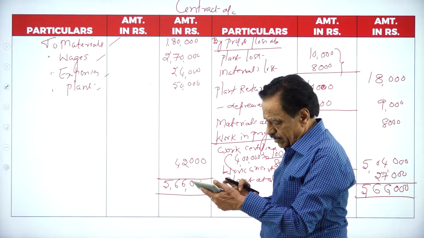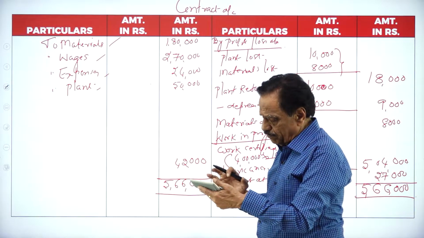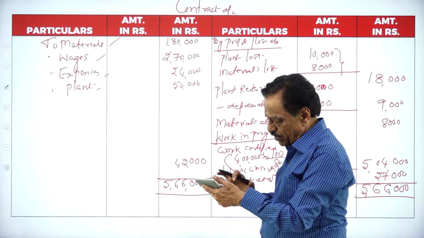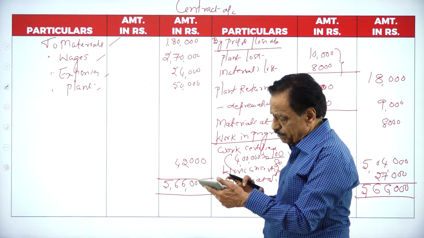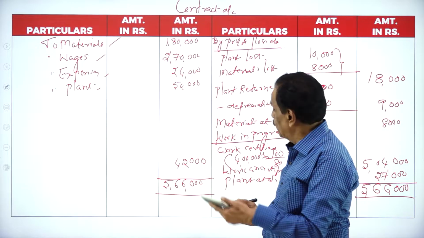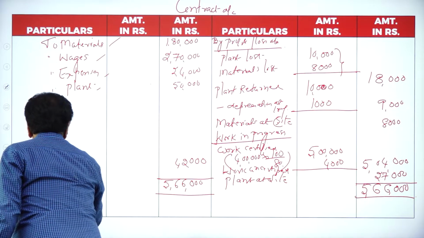Minus 1,80,000, minus 2,70,000, minus 24,000, minus 50, 42,000. So this is the notional profit.